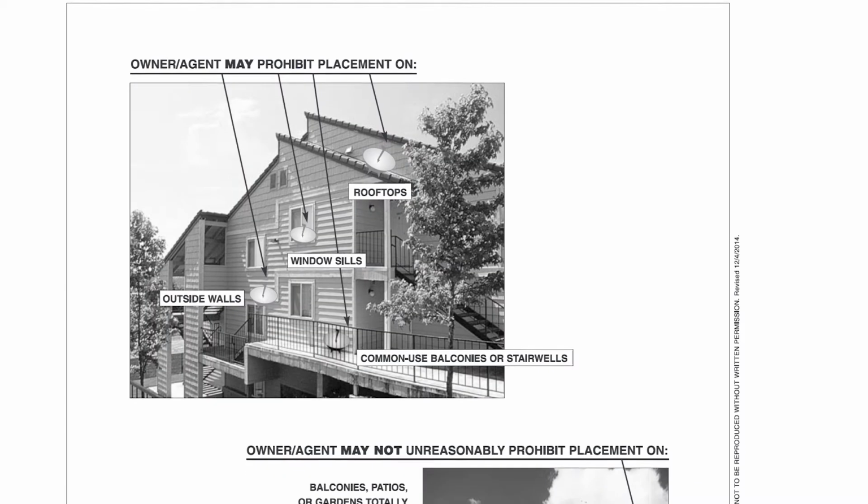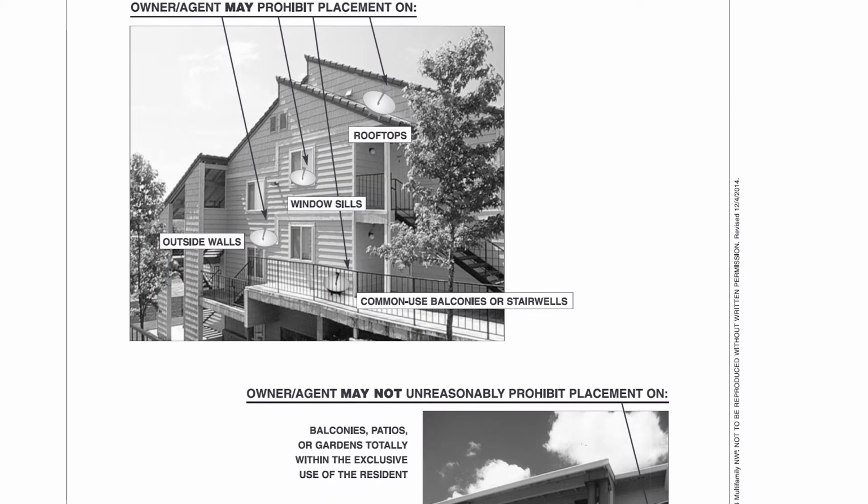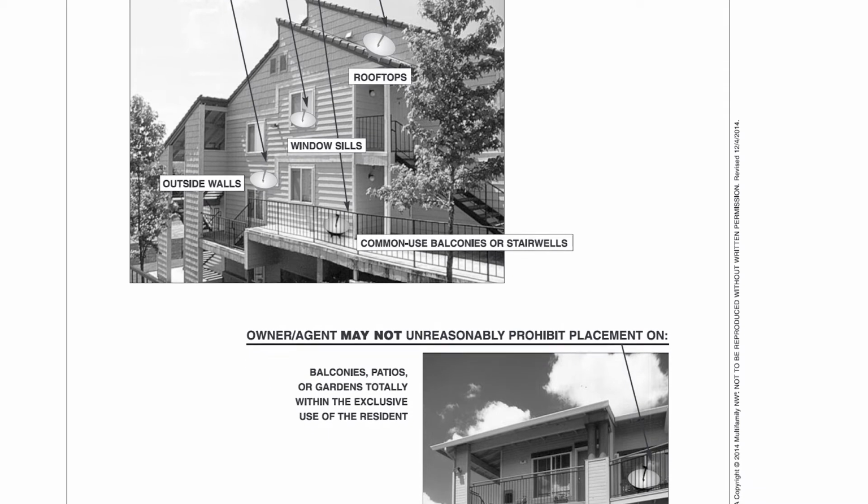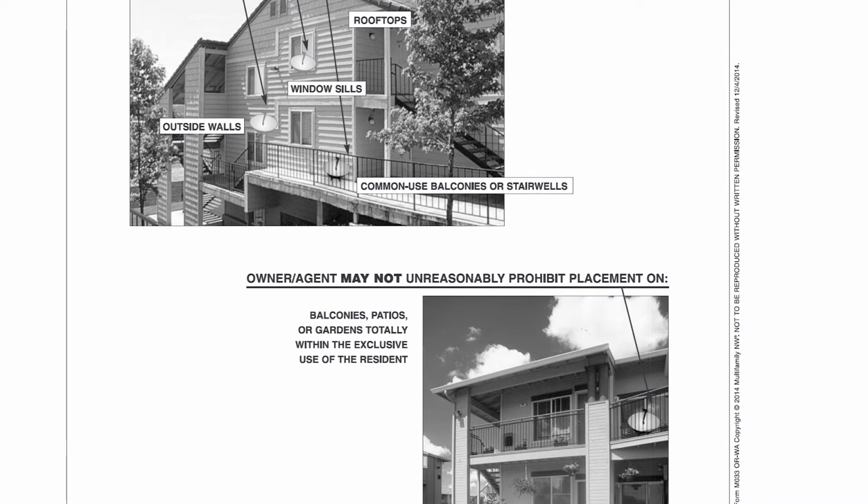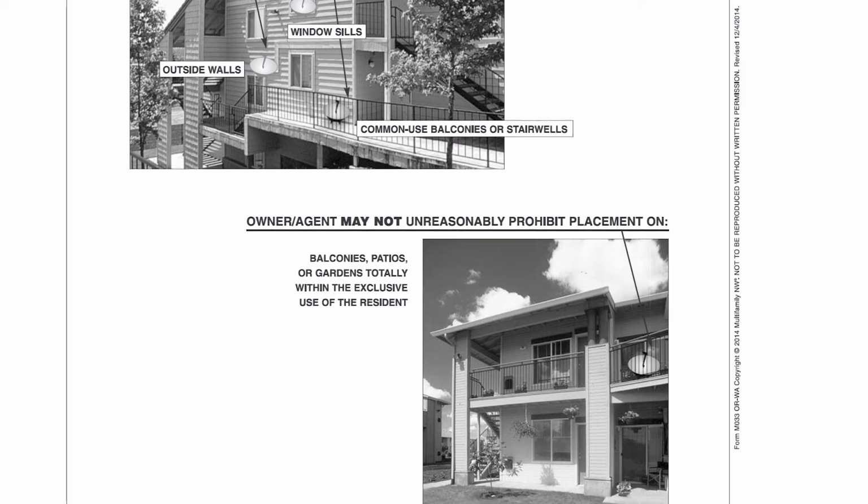You are responsible to pay for any damages caused by you or your guests immediately. You will not attach any signs, insignia, air conditioners, antennas, satellite dish, or any other devices to the exterior or interior walls, windows, fencing, or roof without written consent.